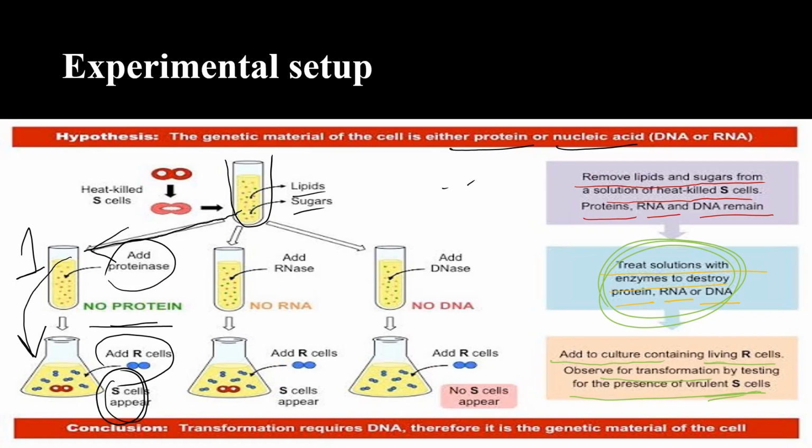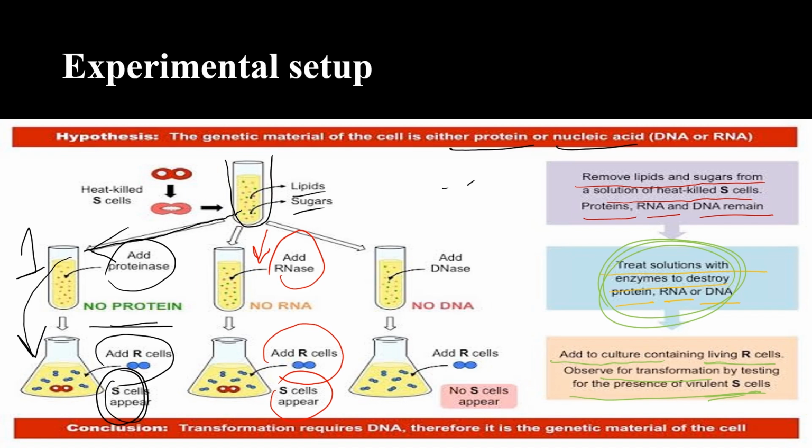So now we come to the second test tube, in which they took a small culture from this test tube into this one and added RNase enzyme. RNase destroyed all the RNA in the test tube. What was left was protein and DNA. When they added this solution into the flask which already had live R cells, they noticed that in this flask also S cells appeared after some time. So it means something was still carrying the genetic information after destroying the RNA.